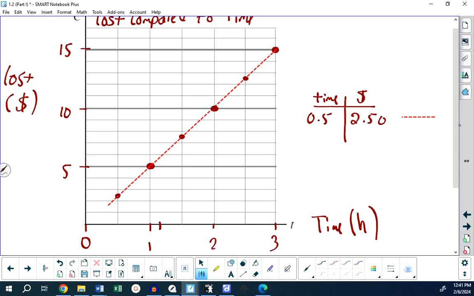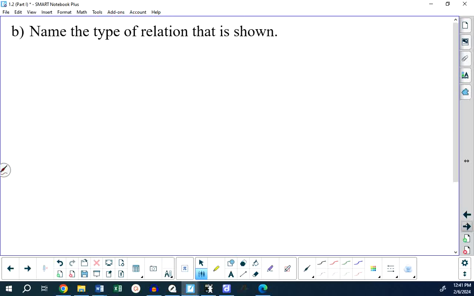And what we're doing so far, everybody, is a question from last week. This is not new. We know how to do this. Any questions with the graph? Okay. Name the type of relation that's shown. It's a direct linear relation.